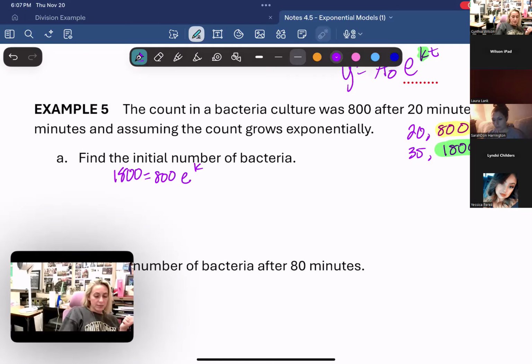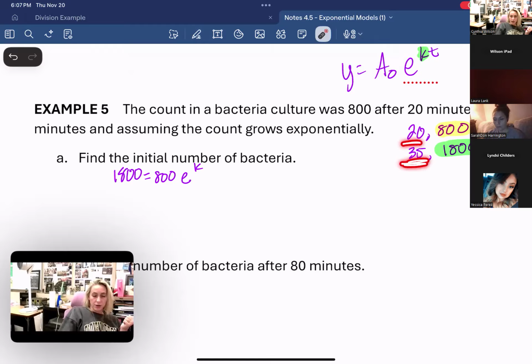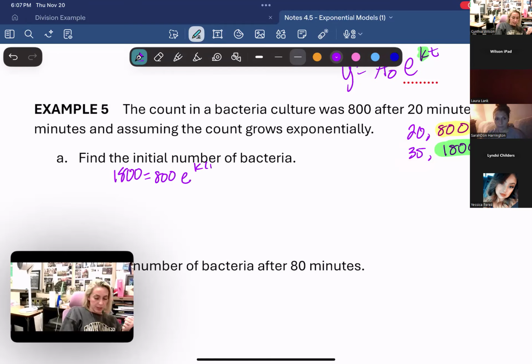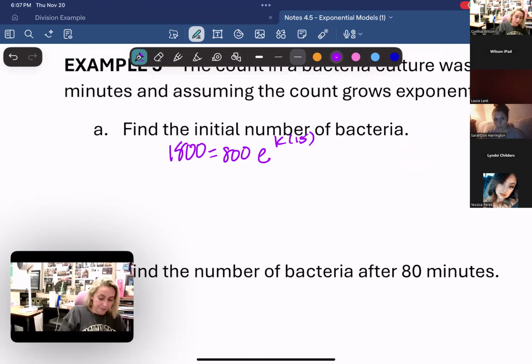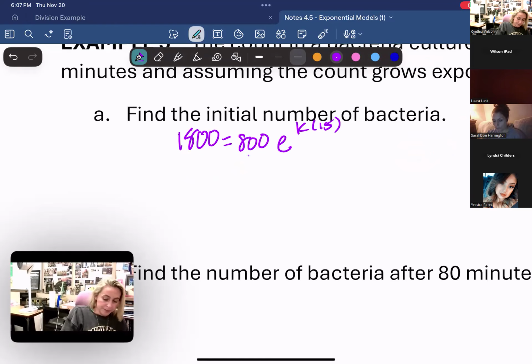The time difference between the 20 and the 35 is 15 minutes, so this would be k times 15. We're going to solve for k here. Divide both sides by 800. Your zeros cancel, and then 18 and 8 can both be divided by 2, so that's 9 over 4.